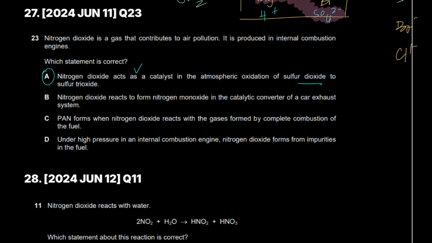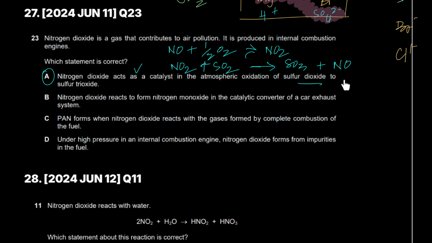You take NO, which reacts with half an oxygen to give you NO2, and this NO2 reacts with SO2 to give you SO3 and NO. Now you might be thinking, sir, isn't NO the catalyst? It is. It's being used up and then it's being made. A catalyst is a chemical substance which is not used up. It takes part in the reaction, but as soon as it's used up, it's also being made. But what about NO2? NO2 is not being made.